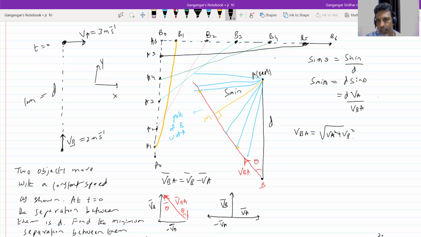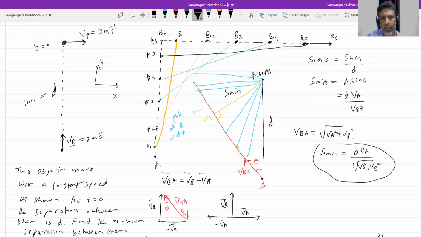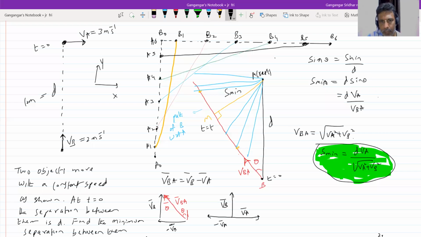Okay, I'll substitute this. The S minimum will be, finish or no? So we directly brought a formula that has minimum separation between them. Okay, similarly the time at which the separation becomes minimum. This is t equal to 0, the person B is here, and at this particular time the B will be.